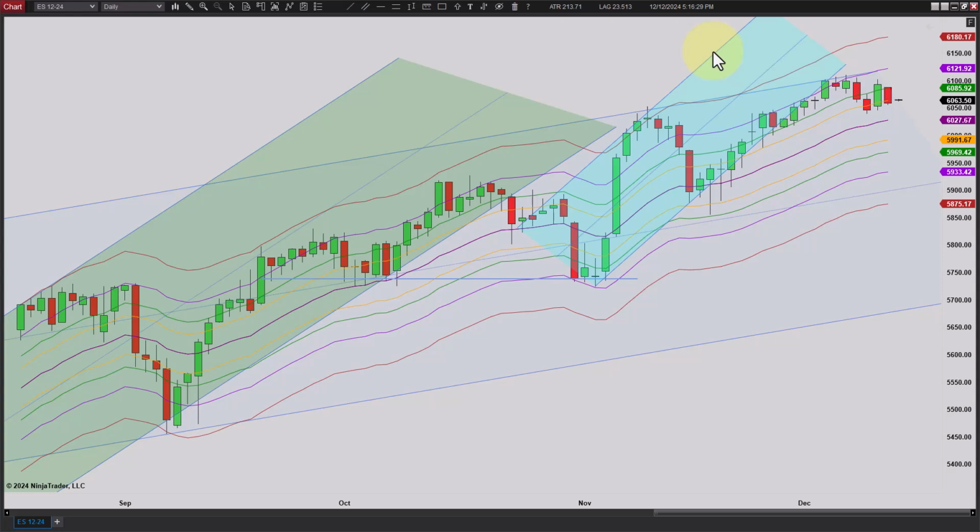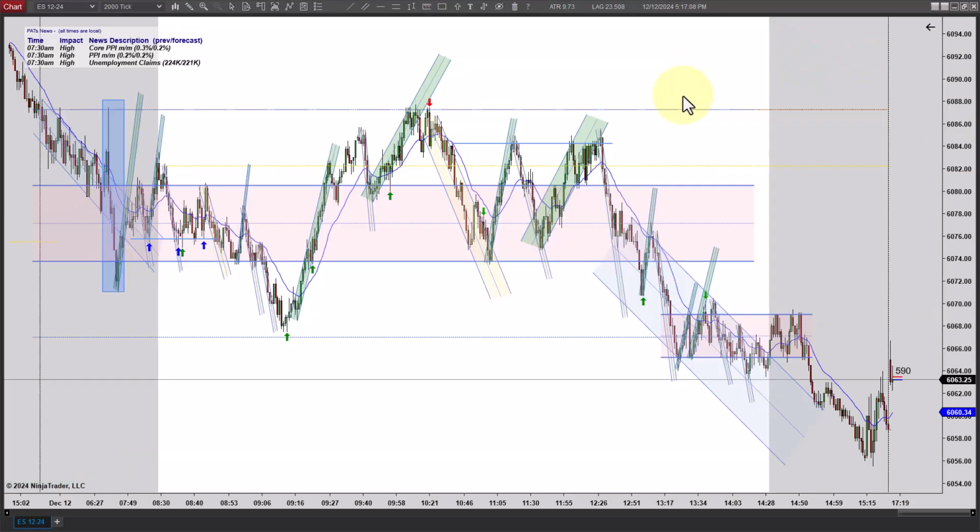I mean, there are setups, but there's just not as many as you would think with the nice moves we're having. And a lot of times there's a good move and there's just no way to get in it, and we just have to watch it go without us. That's the way it works. So if you're a seasoned trader and you're disciplined and you're making money, then you know what I'm talking about. But let's flip over to the other chart.